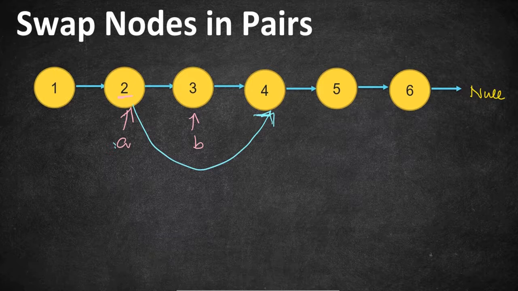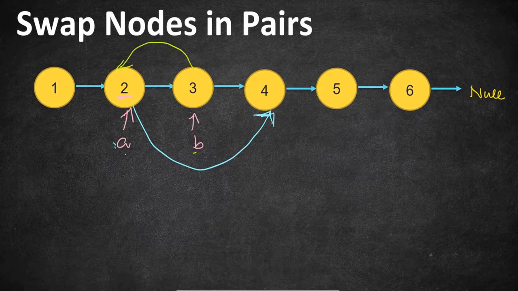Connection number 2 would be connecting B dot next to A, because B is going to be the first node, and A is going to be the second node. So in that case, the first node should have the second node as its next. So B dot next is equal to A. That is the second connection we are going to make.